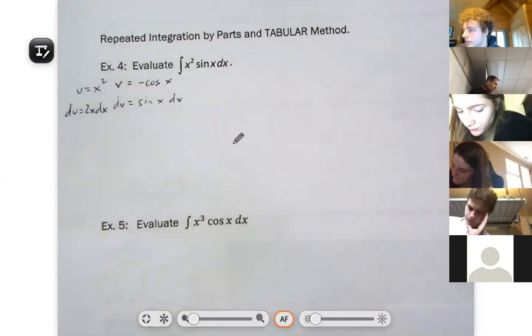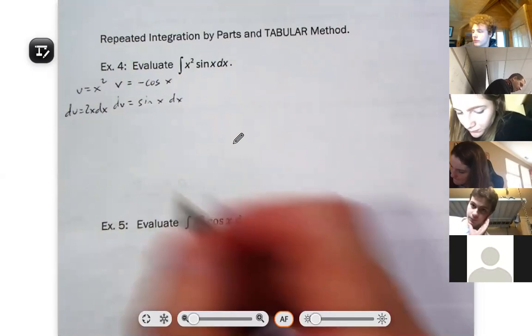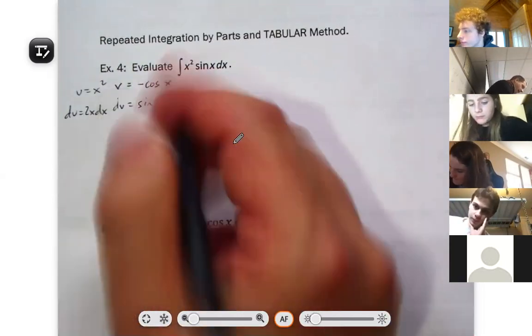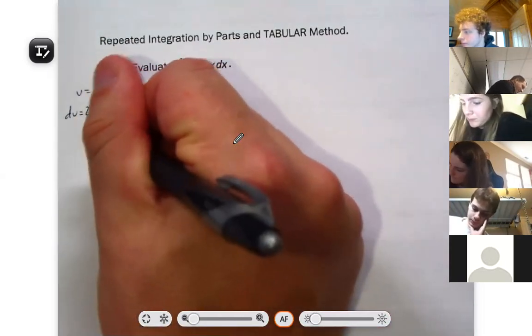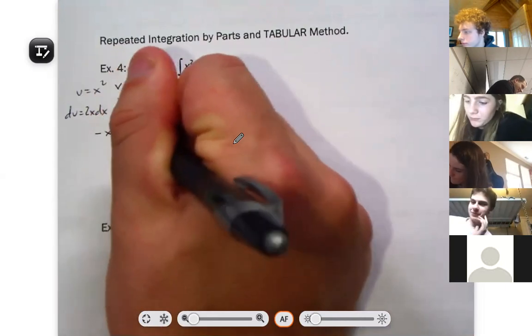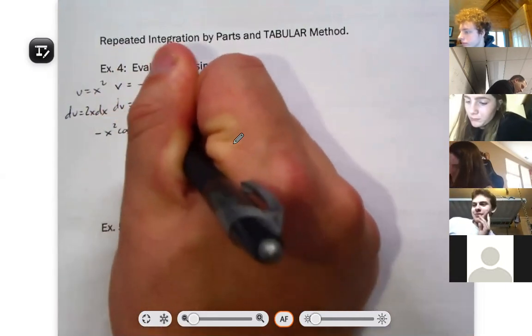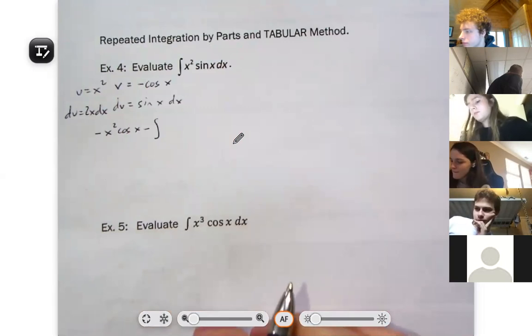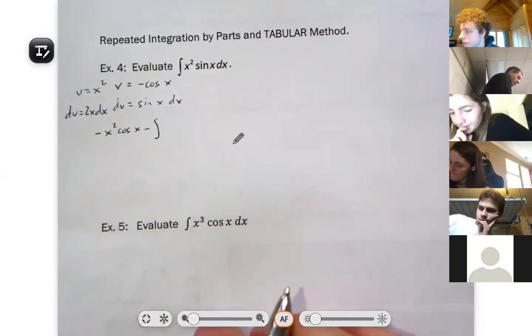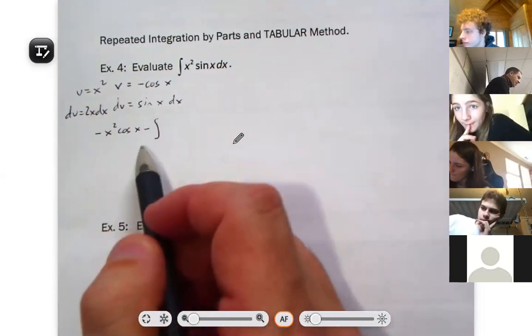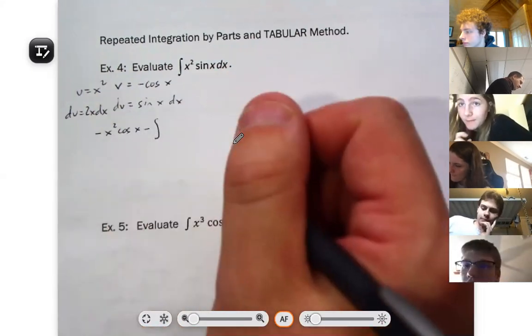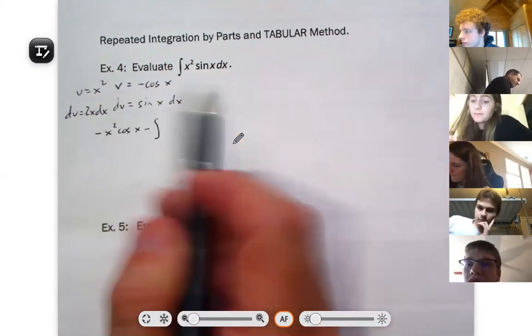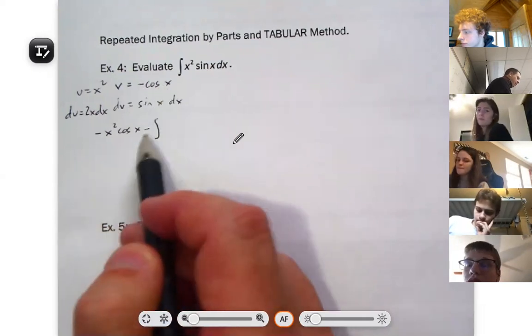And then we apply our little formula, ultraviolet voodoo. You guys like it, don't you? It's gonna stick. Exactly. That's the point. So uv minus, there's a reason I'm writing so small, minus the integral of v du. Since v is negative cosine, I'm just going to pull the negative out and make it plus.